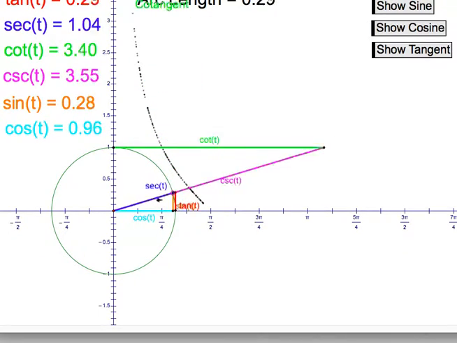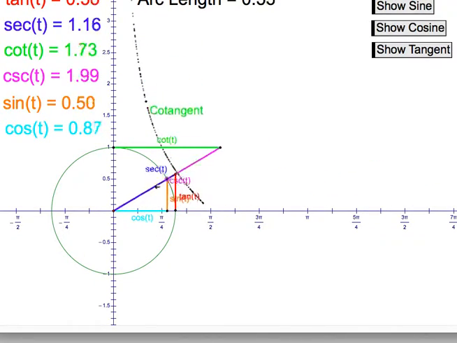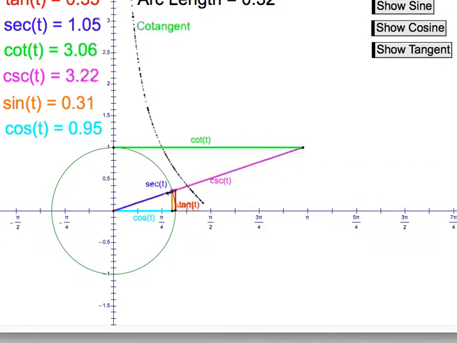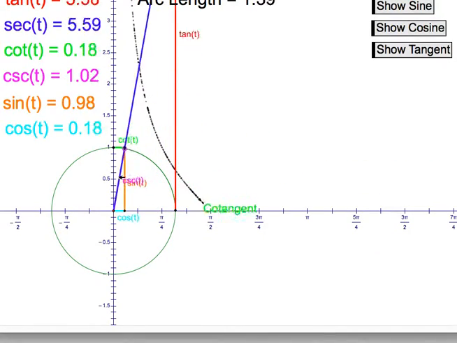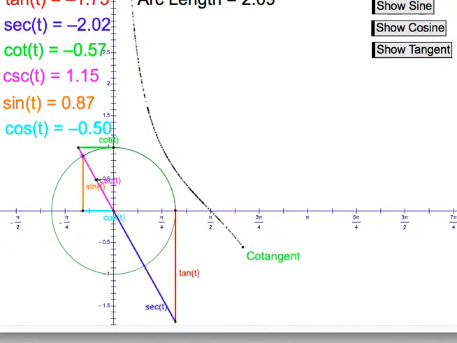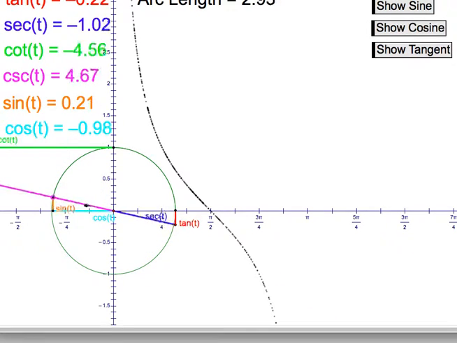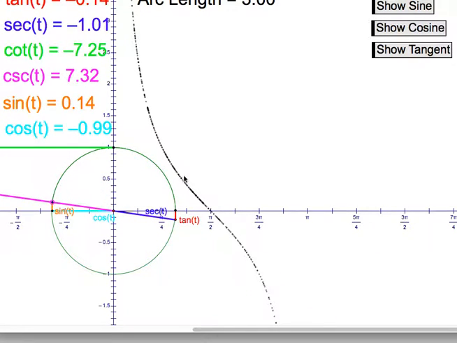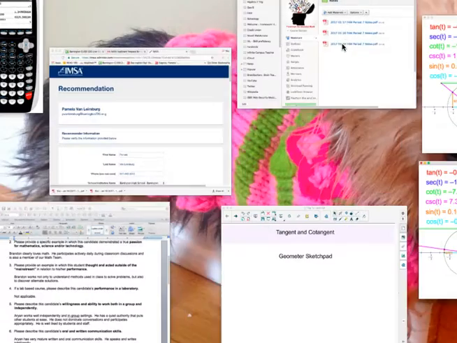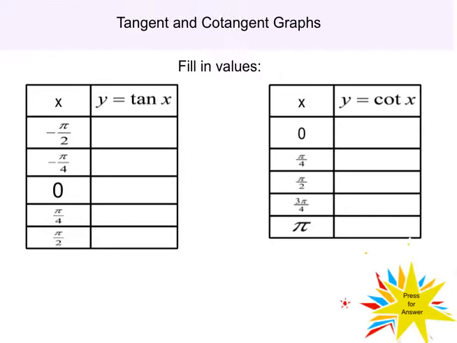It's going to go off to infinity as I get very, very close to 0. And as I approach pi, it's going to go off to negative infinity. So we're going to have a curve. It looks a lot like tangent, only it's reflected and it's shifted. Now we are going to graph basic tangent and cotangent graphs, and then we're going to transform them today.